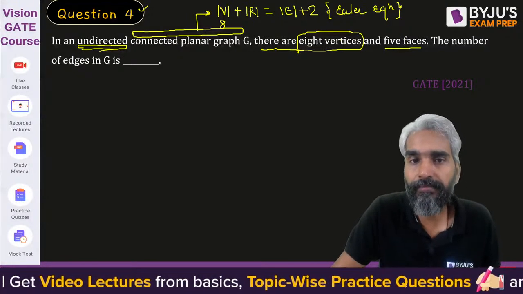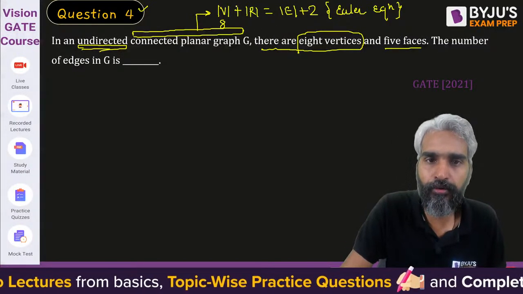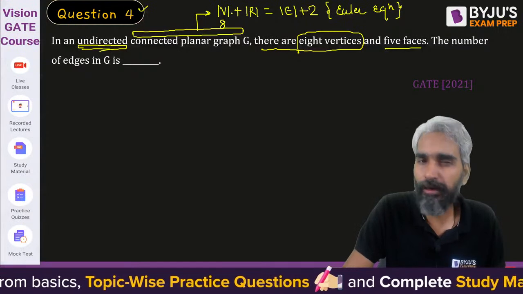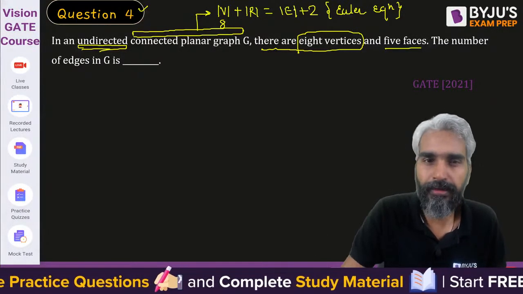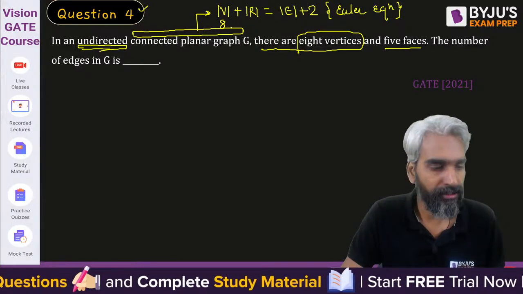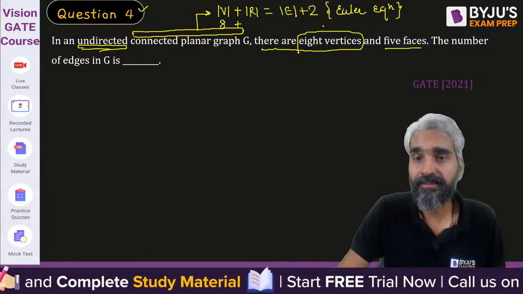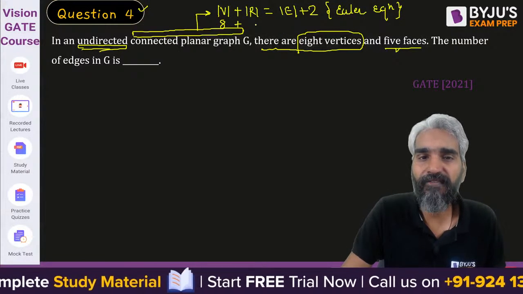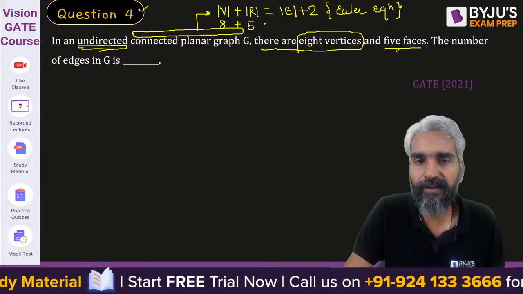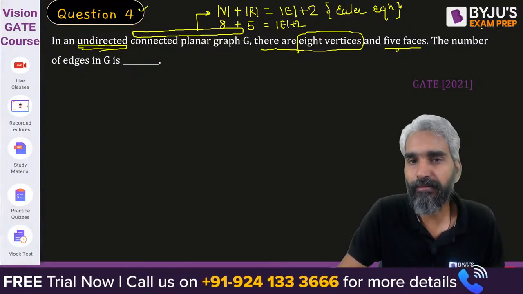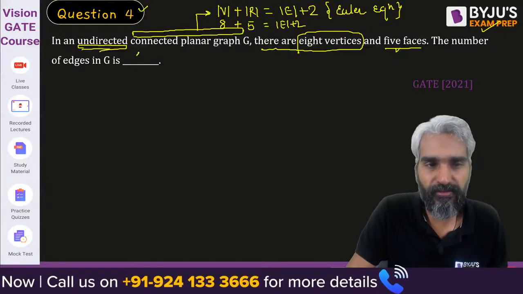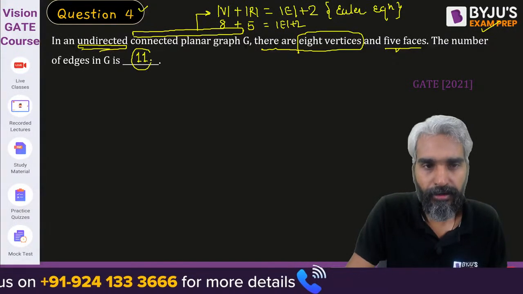So the same term that some authors may write as mod v plus mod f, or n plus f equals e plus 2, is just a matter of different authors, nothing more than that. So 8 plus the number of faces, which is 5, is also given. Now mod e plus 2, then it is asking for the number of edges. So the number of edges will be 11.